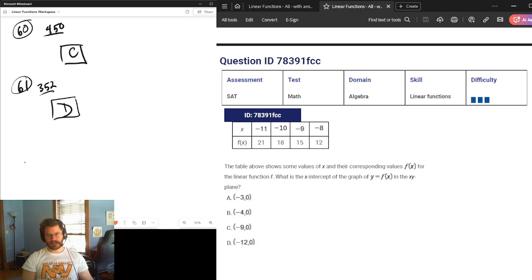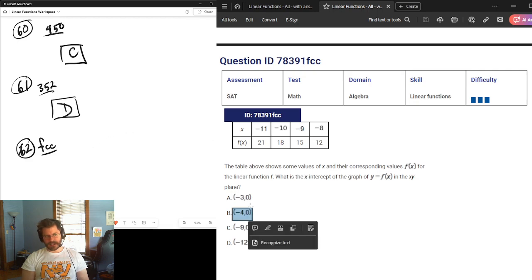All right, finally a difficulty 3 question. We've got number 62, code FCC. We got XY coordinates given there. And all of our Y coordinates in our answer choices are zeros. So even without reading the question, we know that we're looking for an x-intercept.